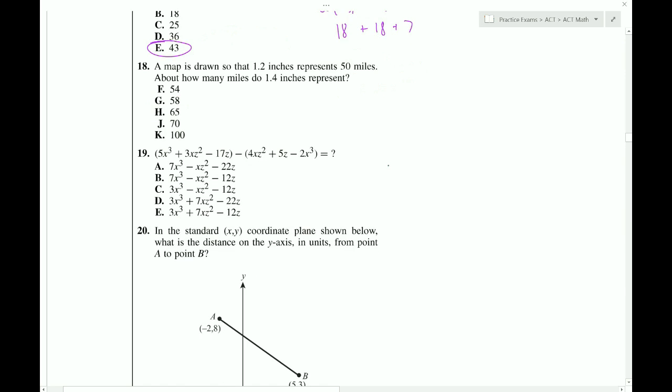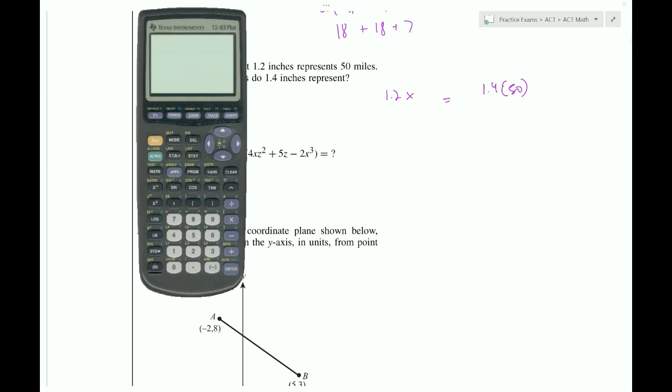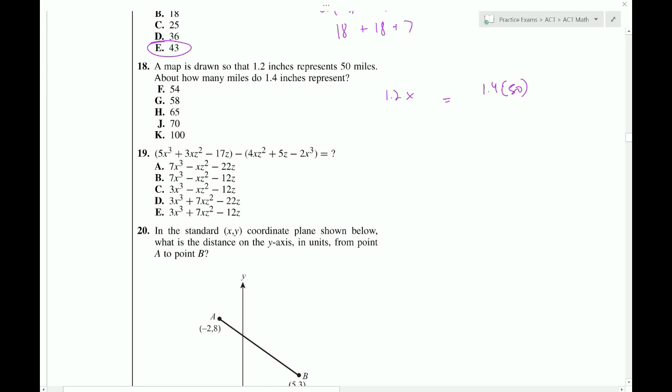A map is drawn so that 1.2 inches represents 50 miles. How many miles does 1.4 inches represent? So you use the units to set it up, and the units have to match top and bottom. Once you do that, you can then erase the units. And from here you could of course cross multiply. So the x comes to here, and the 50 ends up going up here. So with a calculator, do 50 times 1.4, and then divide the result by 1.2. So we get 58.